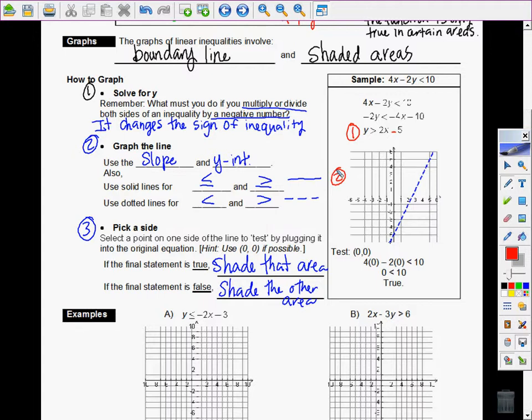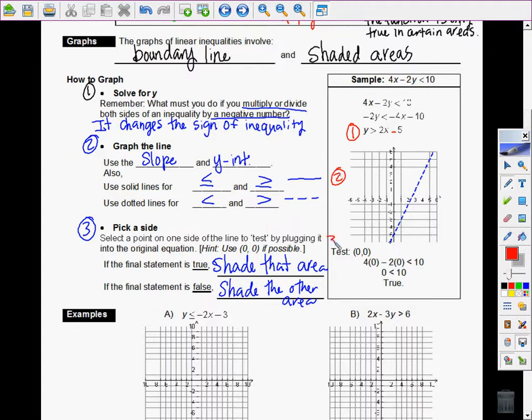Yes. For my boundary line, instead of it being solid, it is dotted. It's dotted because it's strictly greater than. I hope y'all are remembering this. All right. Last step is test.